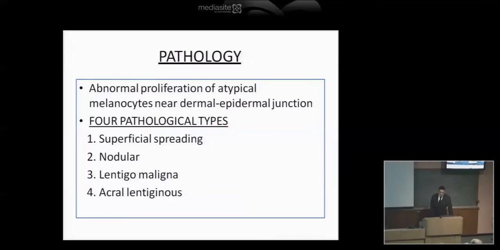Coming to the pathology of melanoma, melanoma is basically an abnormal proliferation of atypical melanocytes near the dermal epidermal junction. There are 4 pathological types of melanoma, and this is a common question that appears on the exam as to which is the most aggressive form. The 4 pathologic types include superficial spreading, nodular, lentigo maligna, and acral lentiginous.